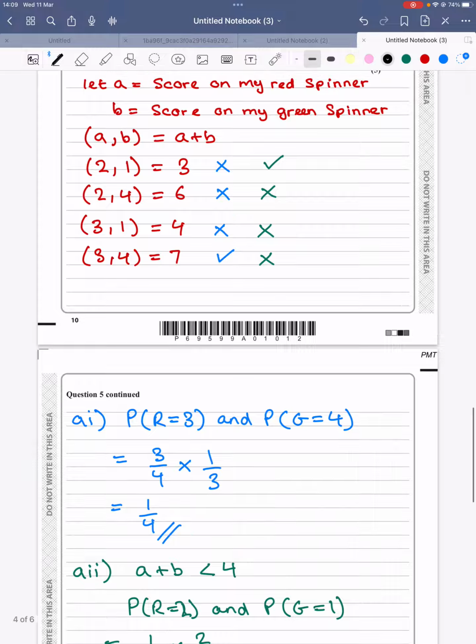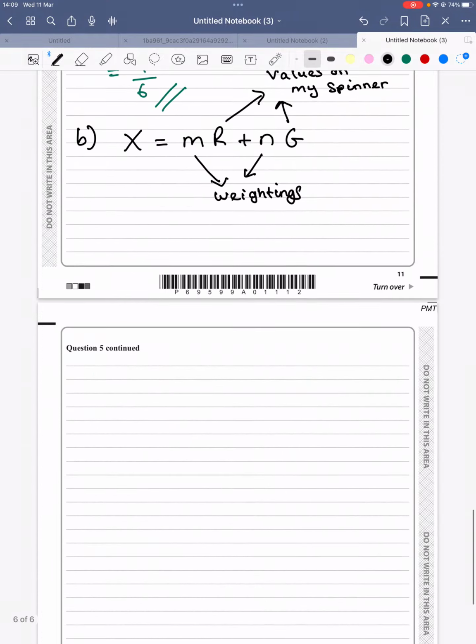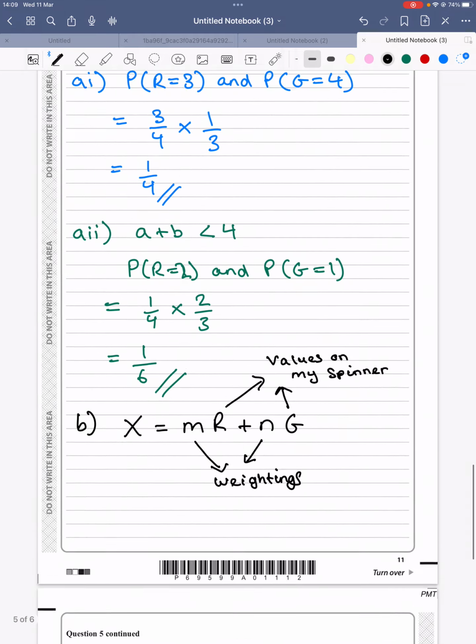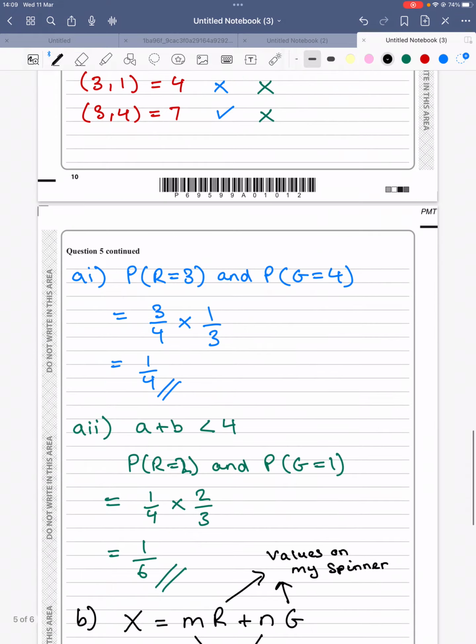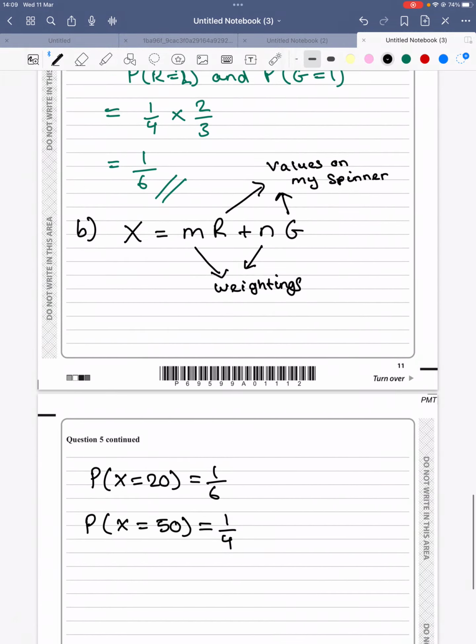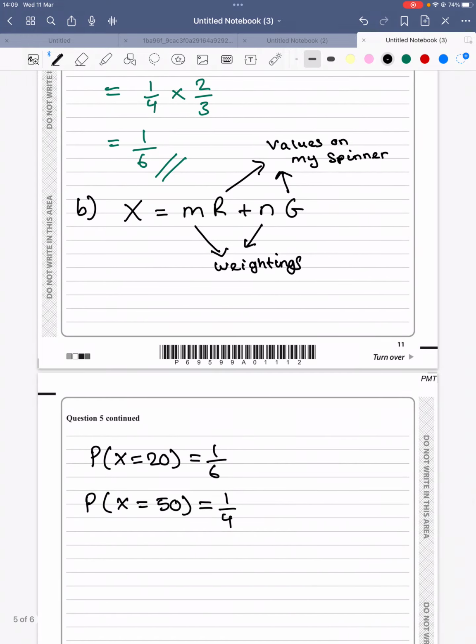So let's write out what we have clearly. We have probability X equals 20 equals 1 out of 6, and we have probability X equals 50 equals 1/4. So let's just return to double check that. That's great, that's fine. Our goal is to work out what m and n are. Well, I want you to see it like this. We know that for probability X equals 20 to equal 1 out of 6, this 1 out of 6 is awfully familiar.